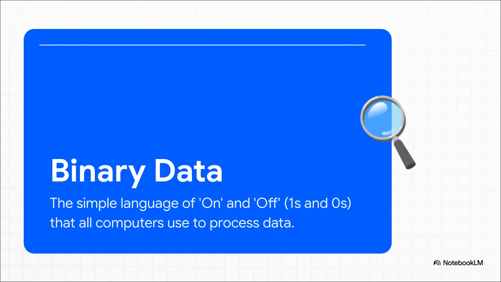I mean, everything your computer does, from showing you this very image to streaming your favorite show, gets crunched down into a massive, massive sequence of on and off signals. We just represent them as ones and zeros. It's the most basic language you can possibly imagine.